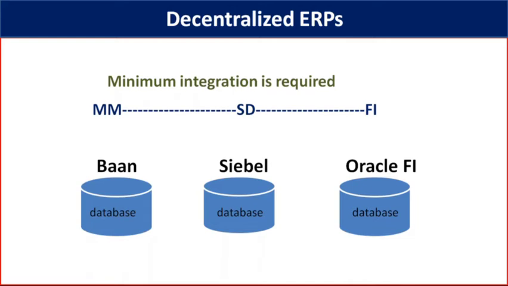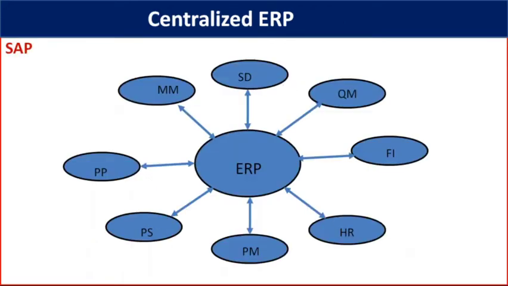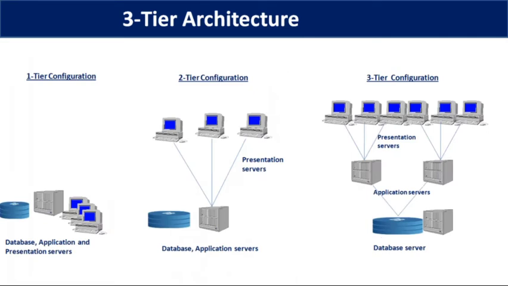That is the reason when integration is required, the best solution is SAP. SAP is actually a centralized ERP, connected to a central single database. MM, SD, FI, PP, all these consultants are connected to the single database. They can share whatever data is required in fractions of a second. So this is the centralized ERP, SAP. That is the main advantage of SAP compared to other ERPs in the market. Then, three-tier architecture.